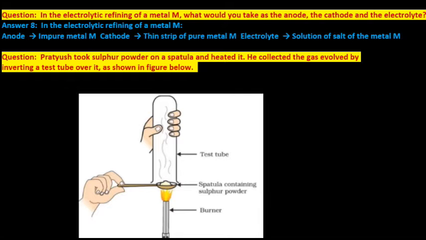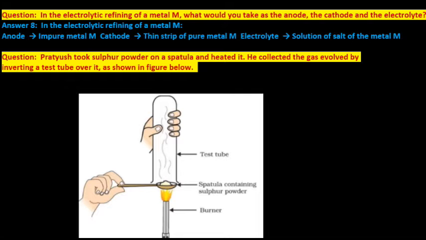Next question: in the electrolytic refining of metal M, what would you take as anode, cathode and electrolyte? Answer: in the electrolytic refining of metal M, the anode is the impure metal, the cathode is a thin strip of pure metal, and the electrolyte is taken as a solution of a salt of that metal M.